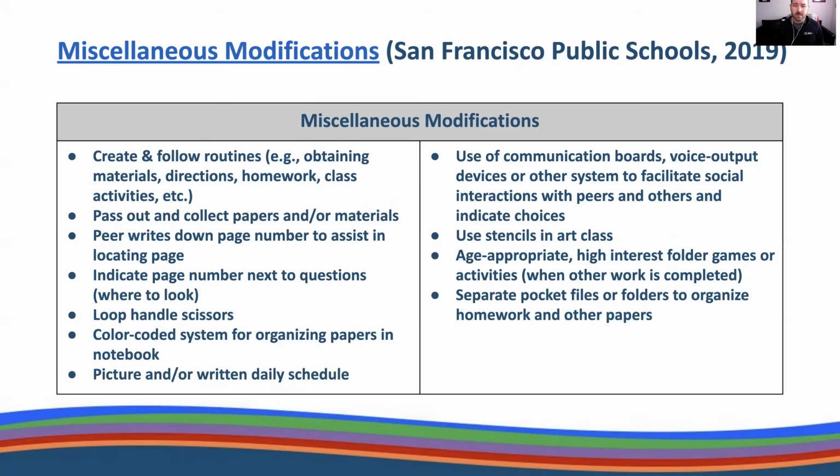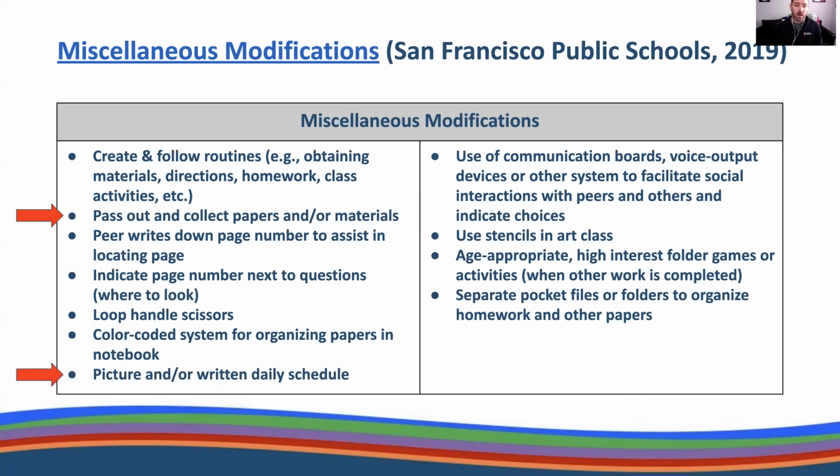So these are some miscellaneous modifications, because sometimes not everything fits into one neat category. So things like, if you have a student who needs to move around a lot, can the student pass out and collect papers and or materials? This is great for all kids. Have a rotating chart of people that help in the class, right? Gets kids moving and interacting with one another so they're not interrupting you during class.